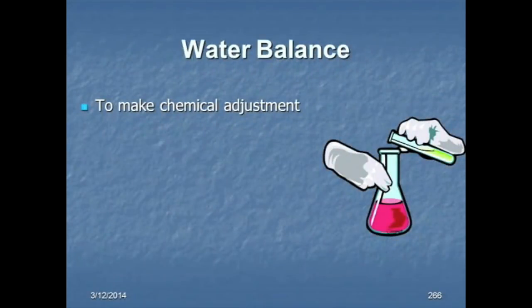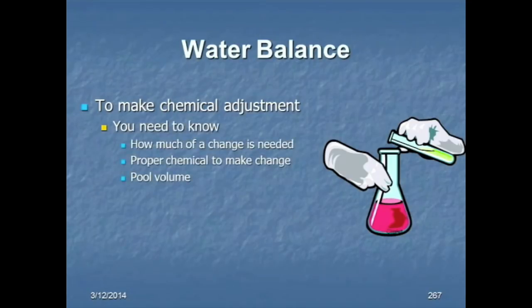Whenever you make changes, whenever you make adjustments within the swimming pool, you want to know what is the change that needs to be made. What is the problem that has occurred and how much of a change needs to be made because of that problem? How screwed up did you let it get? Then be sure that you use the proper chemical to make that change. We've got 3 different chemicals that we've just talked about that began with the same word of sodium. Sodium bisulfate, sodium carbonate, sodium bicarbonate.